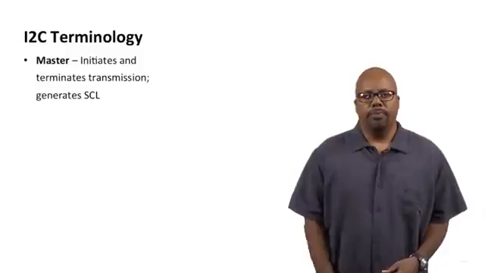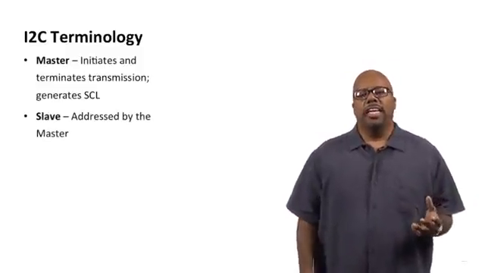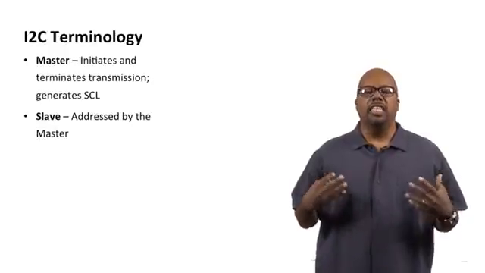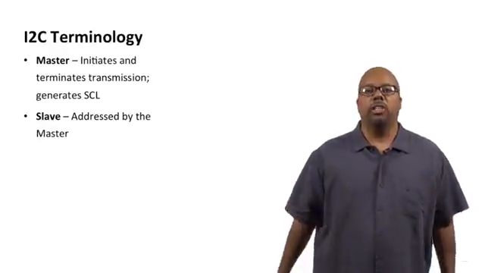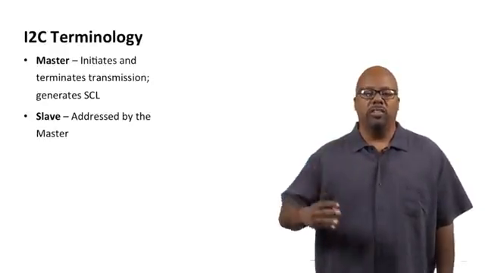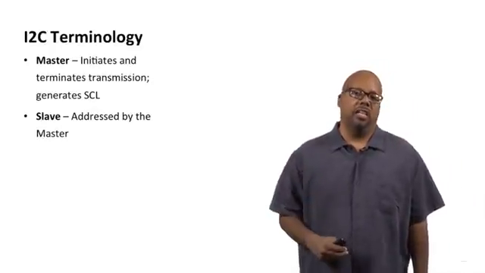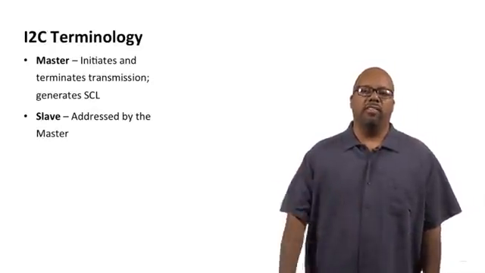So some of the terms that we're going to need when talking about this bus protocol. One is the master and the slave. A master is a node on the bus that initiates and terminates transmission. So when transmission starts, the master starts it. When it stops, the master stops it. Also, it generates the clock, SCL. So the clock is generated by the master.